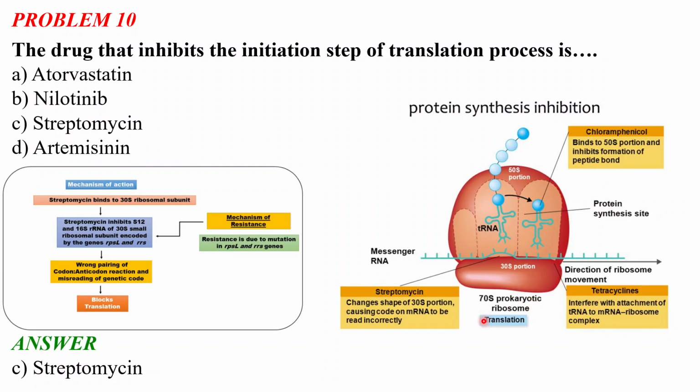If you are wondering why we need to inhibit protein synthesis, these drugs are mainly used as antibacterial agents, because they inhibit protein synthesis in bacteria, and that is how they exert their antibacterial activity. Okay, now I will move to the next problem.